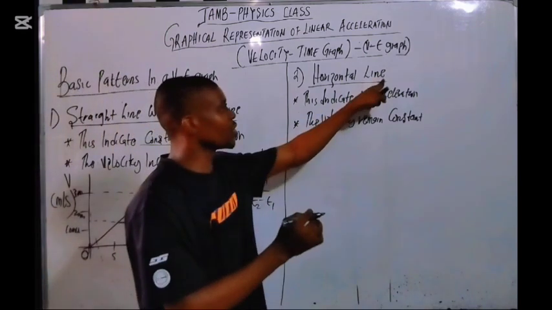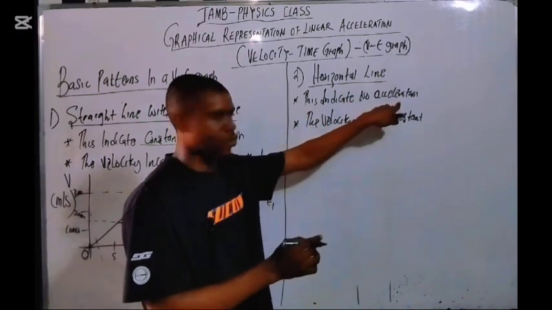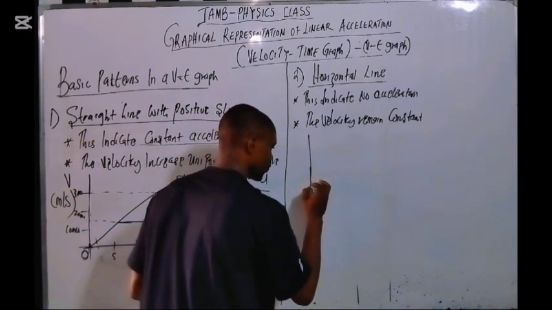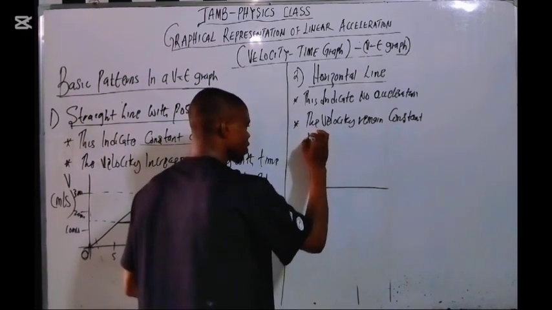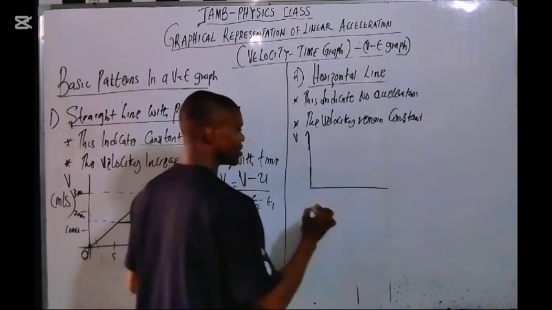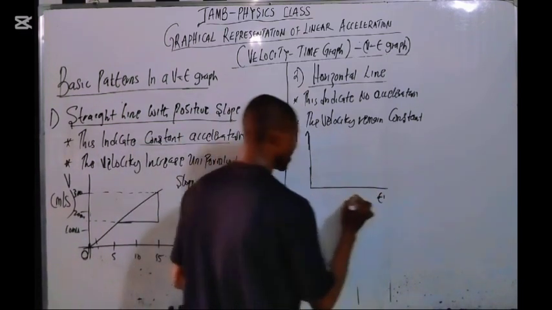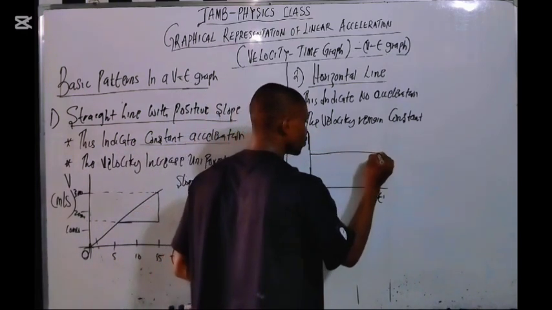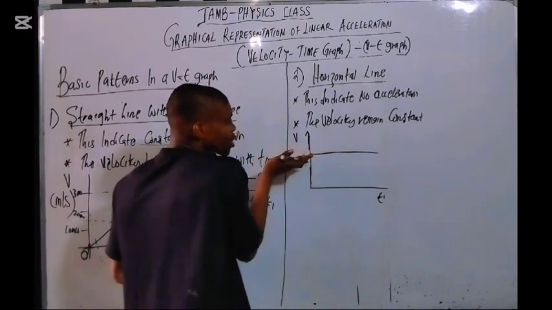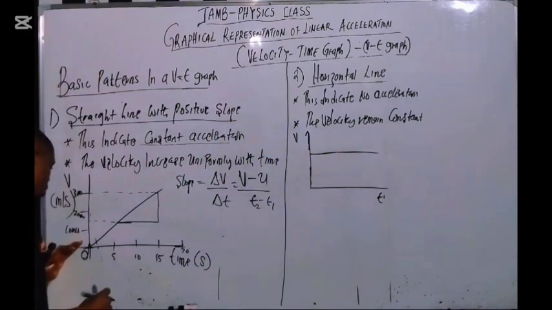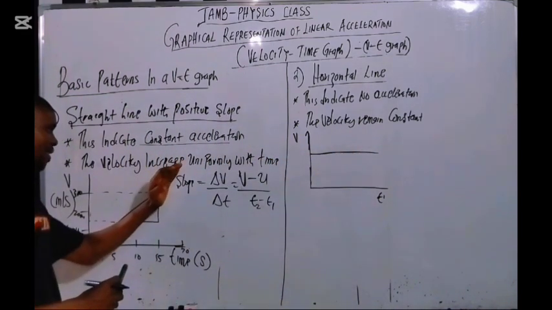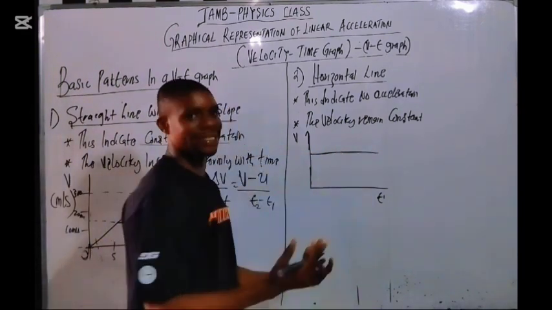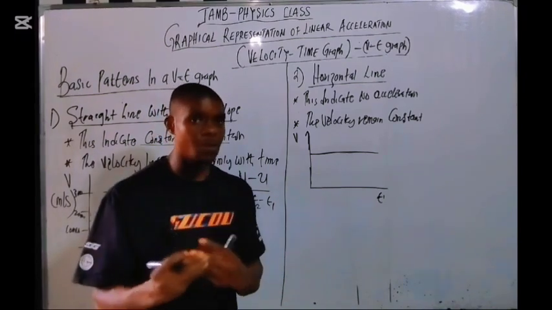But when it comes to the horizontal line, this indicates no acceleration and the velocity remains constant. Now let me give you an example here. This is my velocity, this is my time. When you say that the velocity remains constant, there's no change, it travels constantly. This one is increasing uniformly, right? But this one here, the velocity remains the same. Because the velocity remains the same, there will be no acceleration.